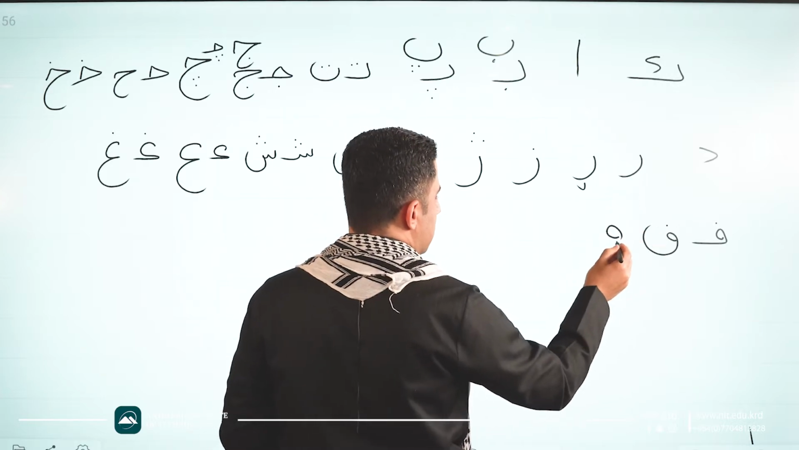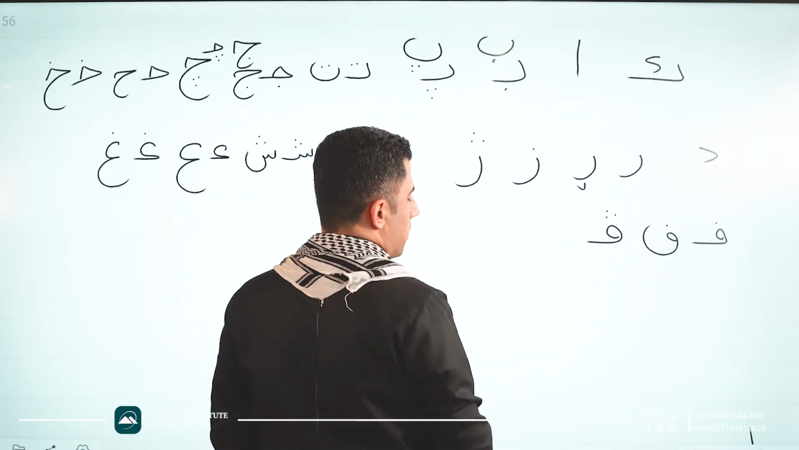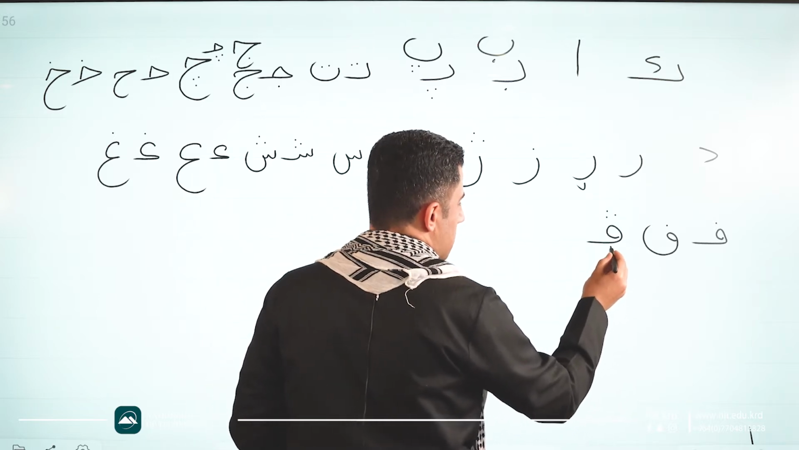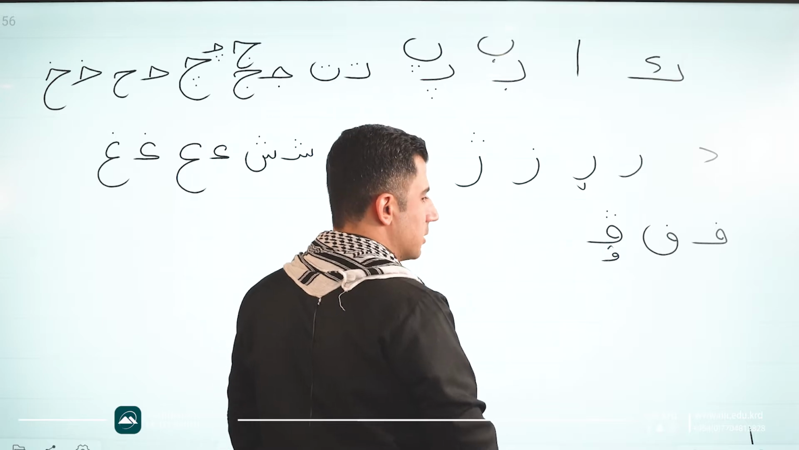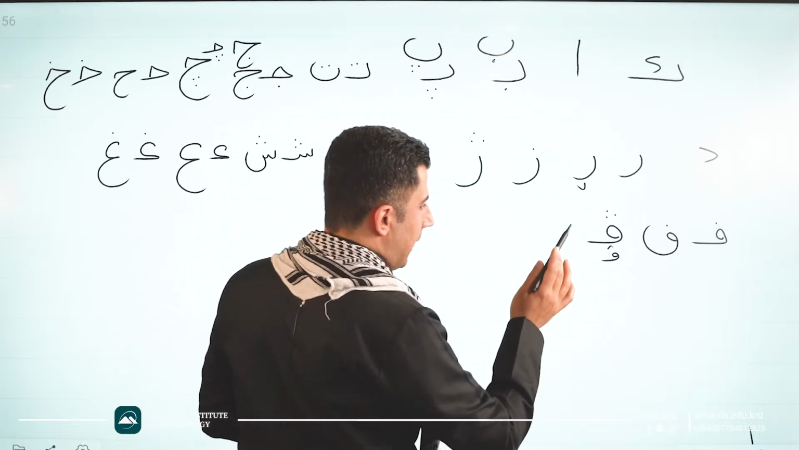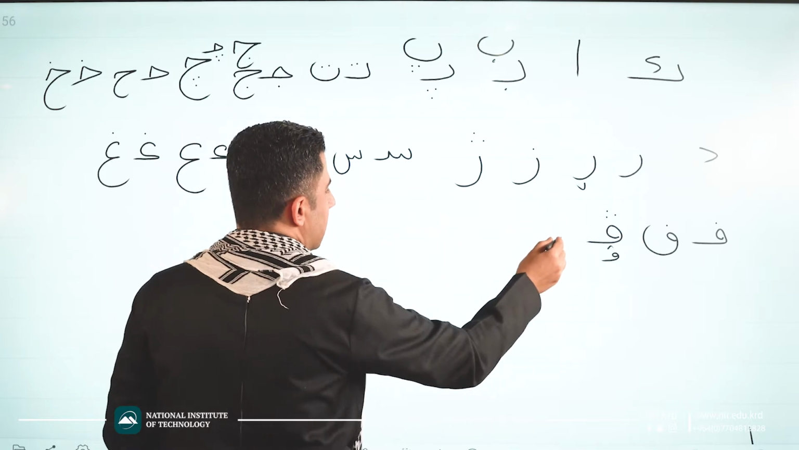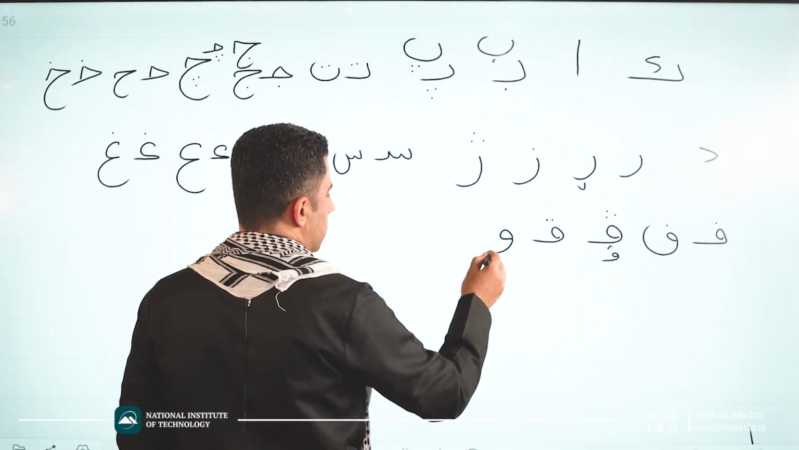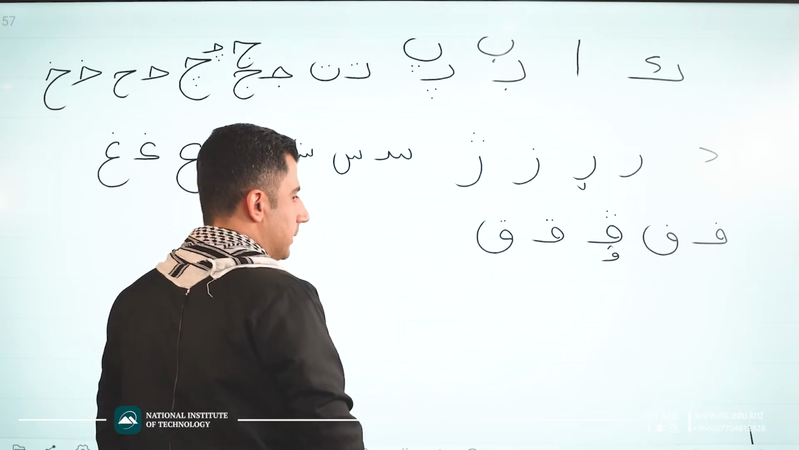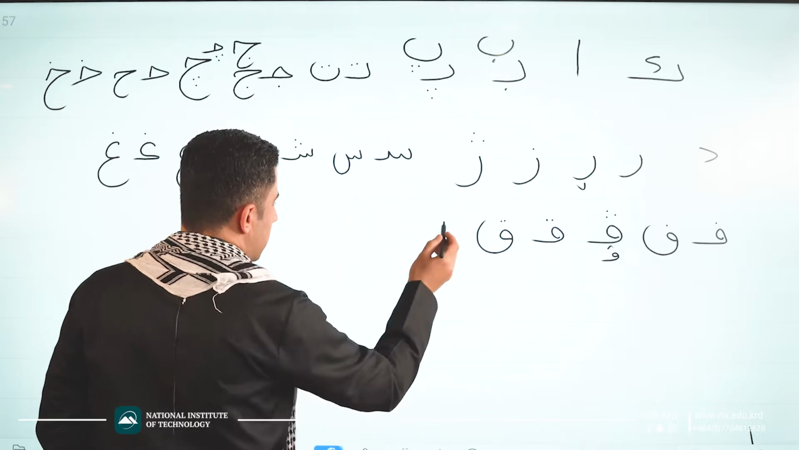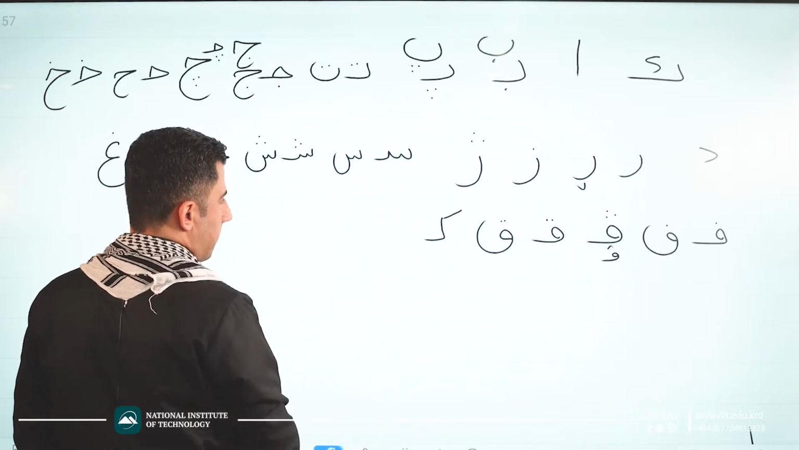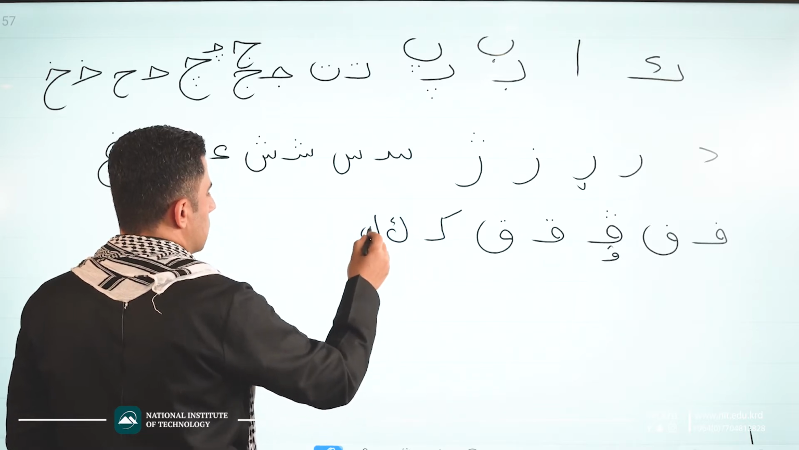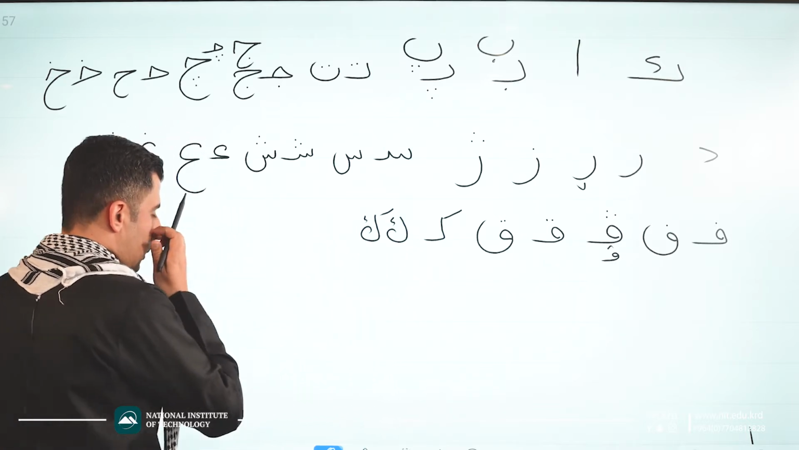After f, we have v, with 3 dots. It is also allowed to write down these 3 dots like this. It's allowed, don't worry. Okay? After v, we have k. At the end, we have to write down like this. After that, we have another k. At the end of the word, we have to write down like this. And also, this style is acceptable.